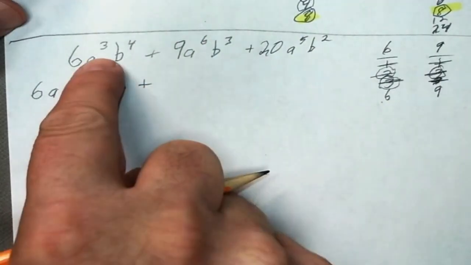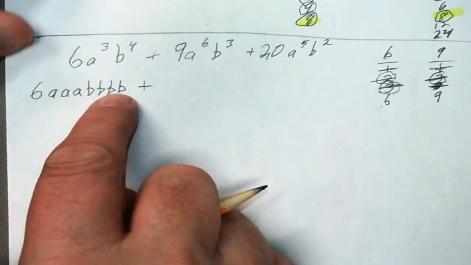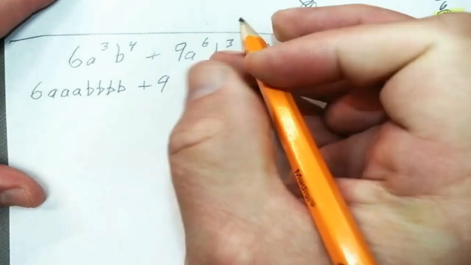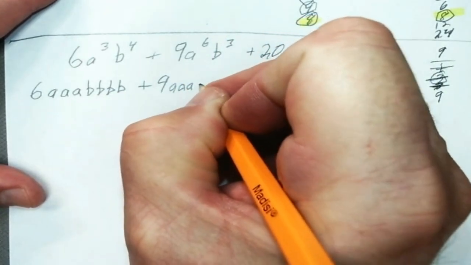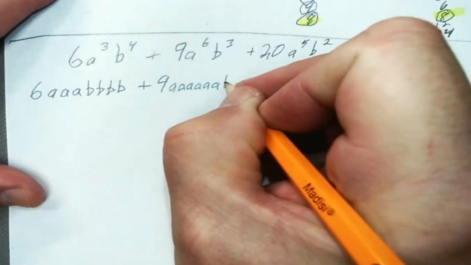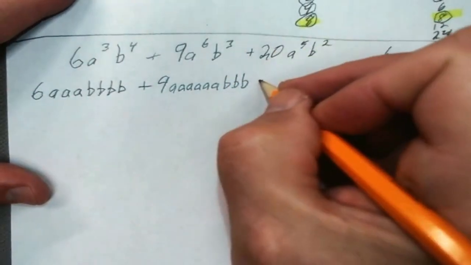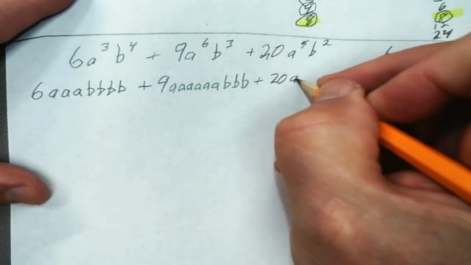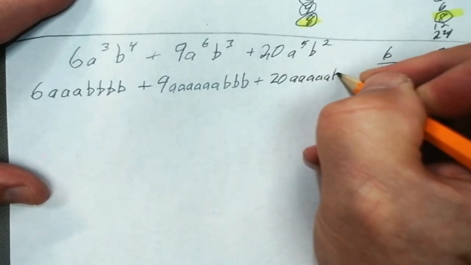This is just a to the third, which means it's a times a times a. B to the fourth, which means it's b times b times b times b. So let's do the same thing with the other terms. 9, and then we have 6 a's, 4, 5, 6, and it's got 3 b's being multiplied times each other. And then our last term is a 20 with 5 a's and 2 b's.